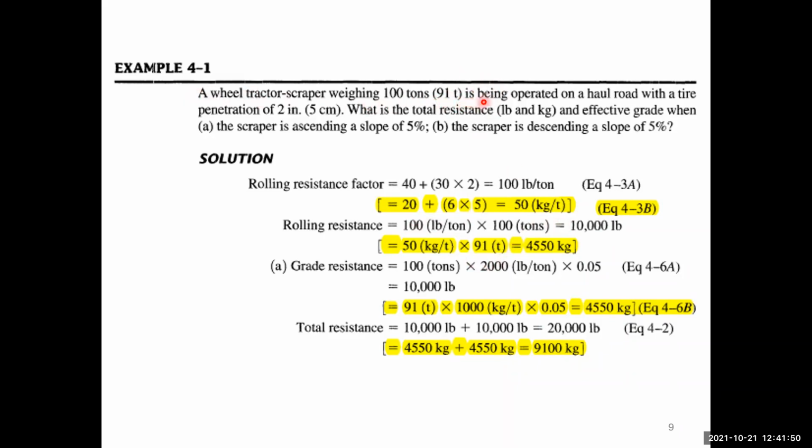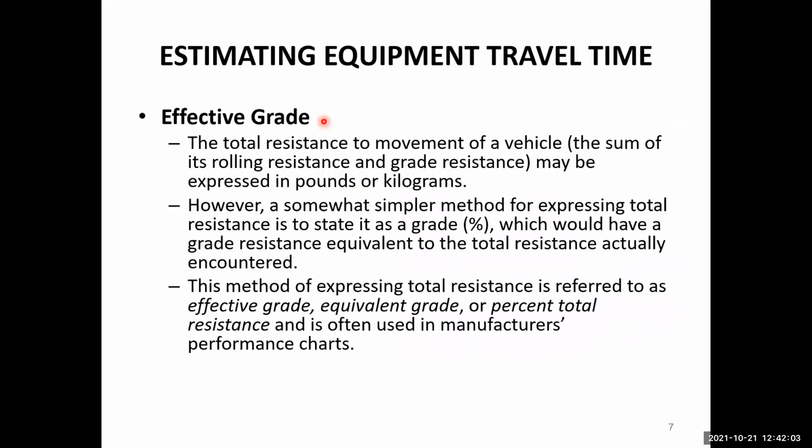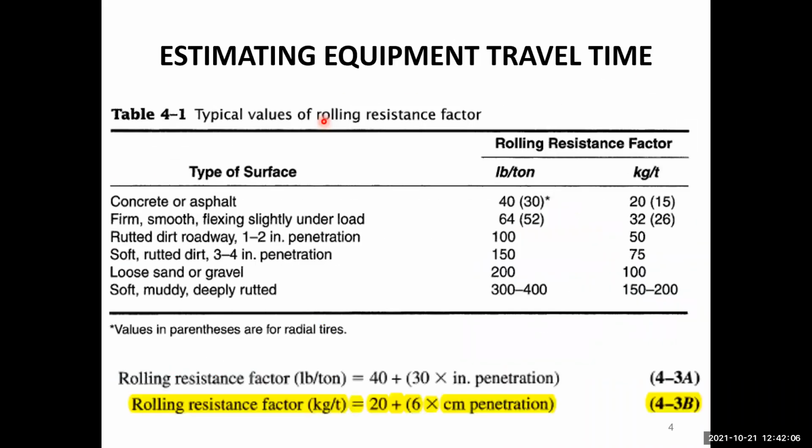A wheel tractor weighing this much is being operated on a haul road with a tire penetration of 2 inch, that is 5 centimeter. So remember that we have this formula here for the tire penetration. If we have these machines which have the tires over here, we will know how much these tires are penetrating, how many centimeters, 6 centimeters or whatever.